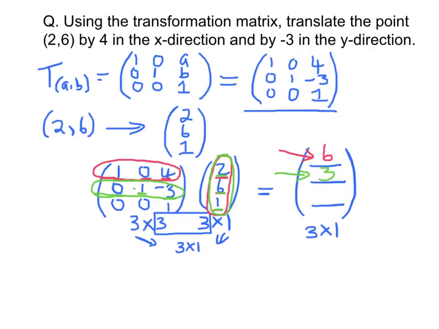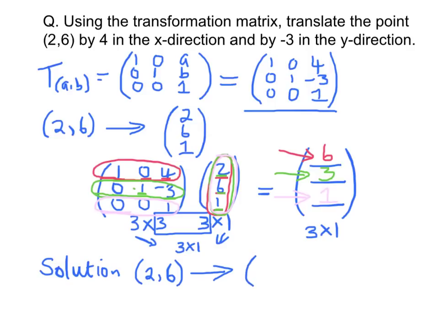And now for the last entry, this entry here is in the third row, first column. So I multiply the third row by the first column. So it's 0 by 2, 0 by 6, and 1 by 1. So this has a value 1. Now this will always be a value 1 when you do the multiplication. So the solution to my problem is that if I started off with a point (2, 6), and I translated by 4 in the x direction and minus 3 in the y direction, well then I end up at a point (6, 3). So (6, 3) is my image or my solution.